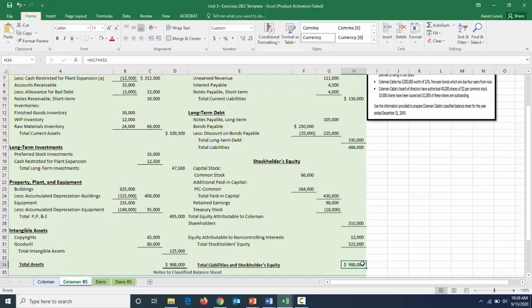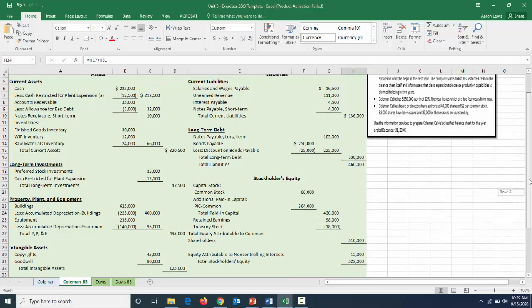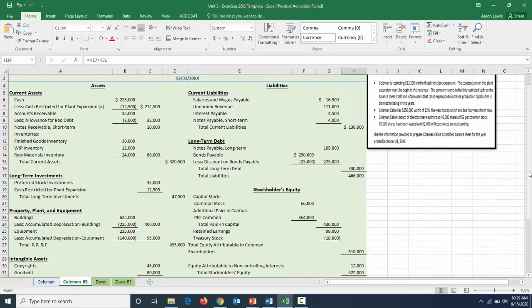All we have to do is fill out our notes. So again, to our information, there's only three things they're asking us to disclose. One of them was the restricted cash, which we already put the note in for, was A. The second one was information about our bonds. Coleman Cable has $250,000 worth of 12% 5-year bonds, which are due 4 years from now. Well, we gotta let people know about that, so let's go to our bonds payable and let's put a little B after that. We're gonna call that note B.